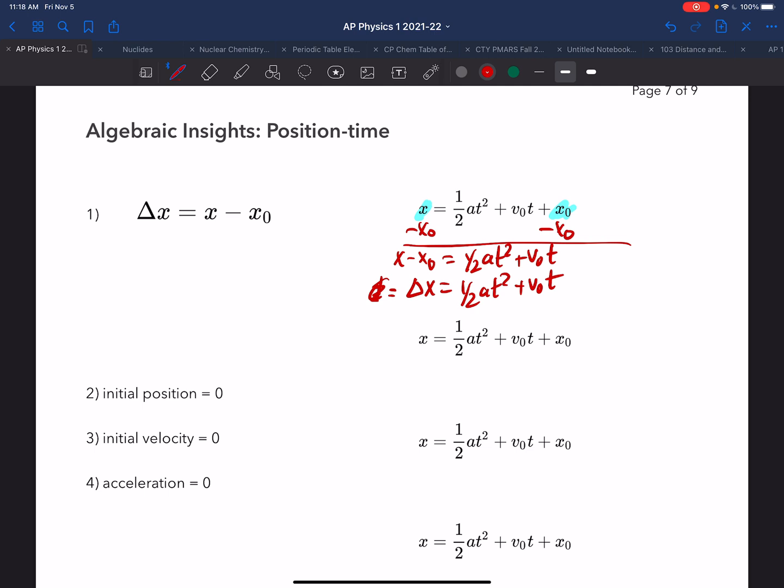The next thing I wanted to point out is that if we solved for x, we would add x0 to both sides, giving us x equals delta x plus x0. And we may remember from a previous installment that all we need to do to find the instantaneous position is add the initial position to the displacement.